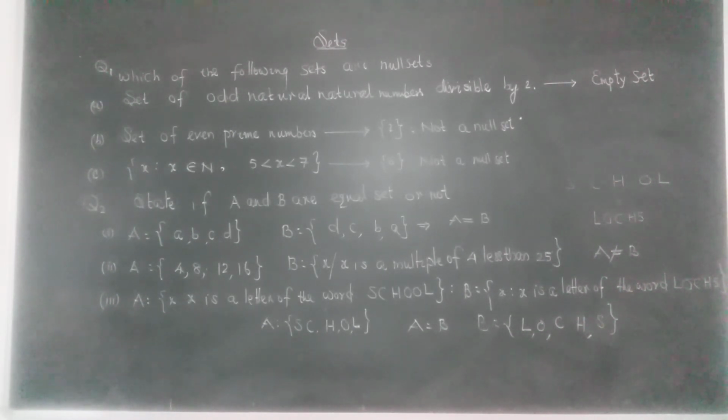The elements are L, O, C, H, S. Now you compare it, A and B contain the same elements, S, C, H, O, L, but the order is different. That makes no big change. Orders can be different. So as a result, L, O, C, H, S and S, C, H, O, L remain the same elements. Therefore, A and B are here again equal sets.